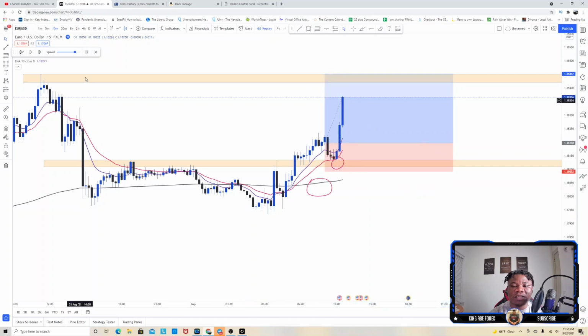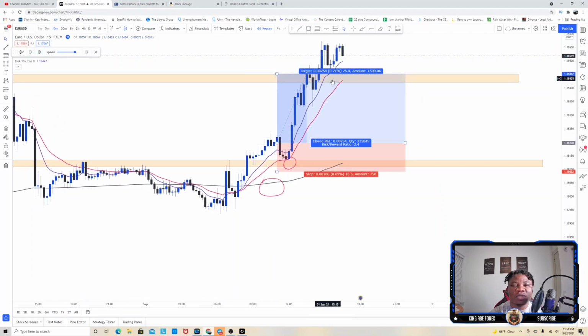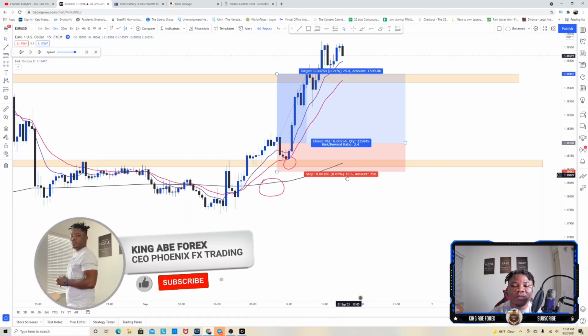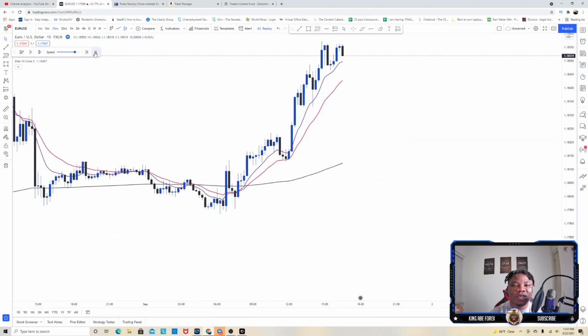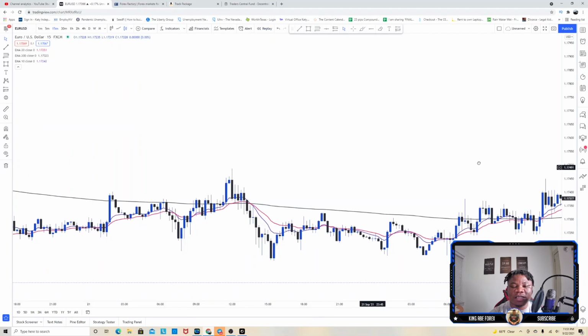Now let's take a look and see how this trade eventually played out. So right there we got our take profit smashed for 25 pips, stop loss 10 pips, risk to reward ratio 2 to 3. So guys, this is how you use this strategy for a buy position and a sell position.